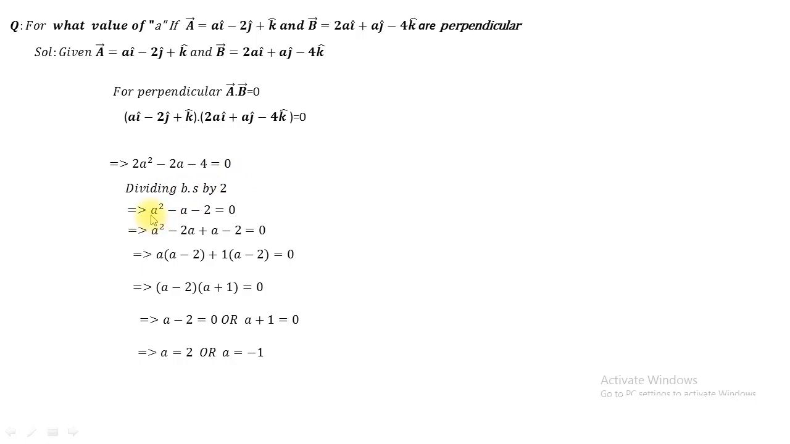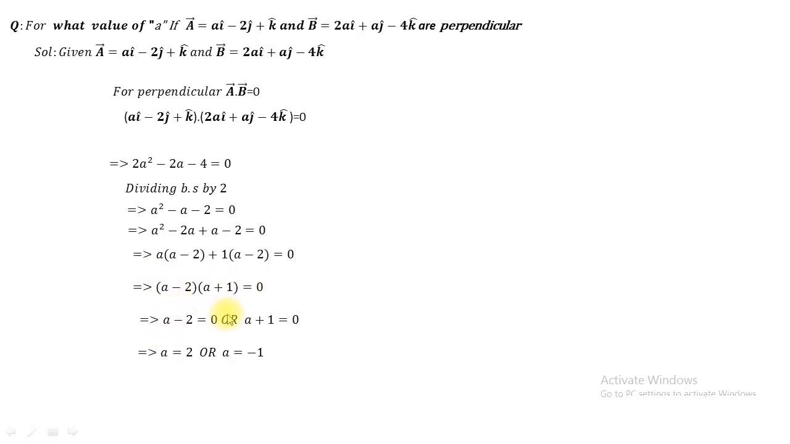Dividing both sides by 2, we obtain a squared minus a minus 2 is equal to 0. So by factorization we can write a squared minus 2a plus a minus 2 is equal to 0. This is factorization by sum and product. From these two terms taking common a, so a into a minus 2, and taking common 1, we can write 1 into a minus 2 is equal to 0. And this implies that a minus 2 into a plus 1 is equal to 0.